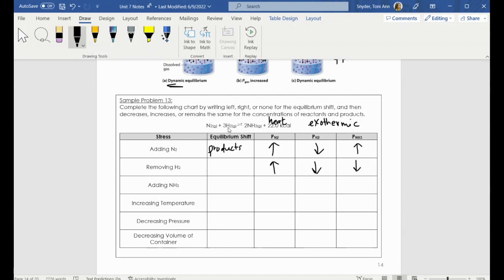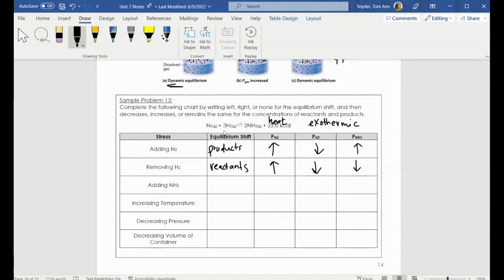In this case, if I'm taking away my hydrogen right here, if I'm removing some hydrogen, I can't make more products. Therefore, the reaction is going to shift toward the reactants. I am going to have a lot more nitrogen in this example because I can't form ammonia without hydrogen. So I'm going to have a lot of nitrogen sitting there.